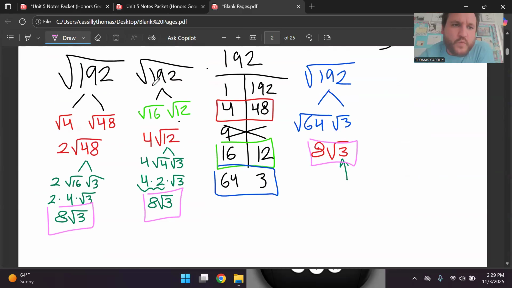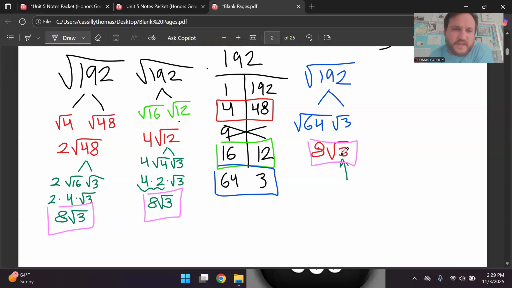So when you have problems like these, the square root of 192, and you're looking for all the perfect squares, sometimes you will have multiple answers. So you should use the biggest perfect square you can find. In this case, 64 is the biggest perfect square. So you want to use that factor pair, right? You can still get to your final result.